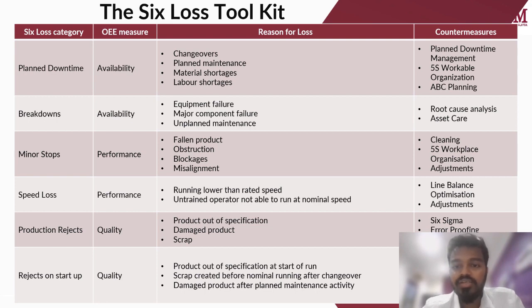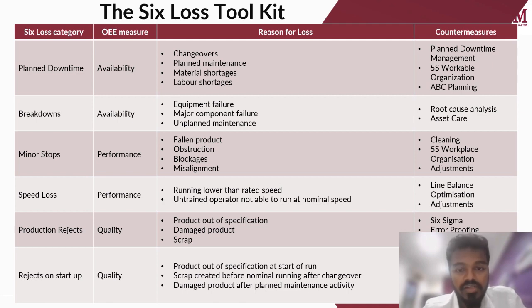And for the countermeasures: planned downtime management, 5S workplace organization, and ABC planning. For breakdowns, the reasons for loss are equipment failure, major component failure, and unplanned maintenance, and the countermeasures are root cause analysis and asset care. For minor stops, the reasons for loss are fallen product, obstruction, blockages, and misalignments, and the countermeasures are cleaning, 5S workplace organization, and adjustments.